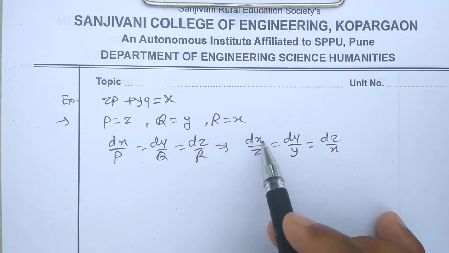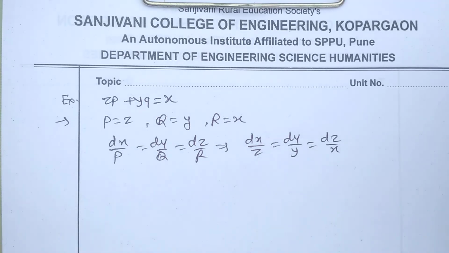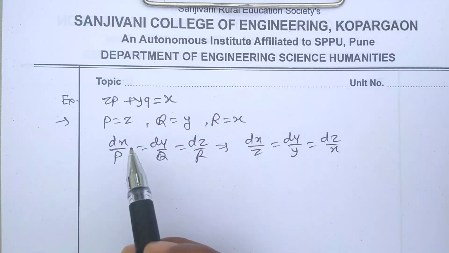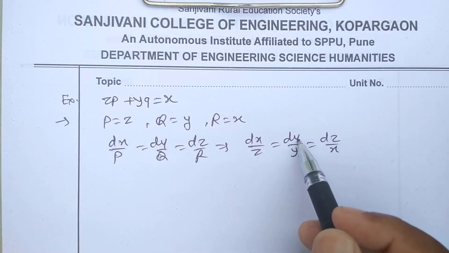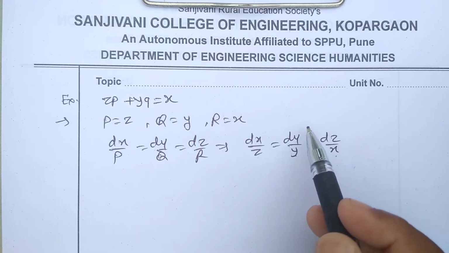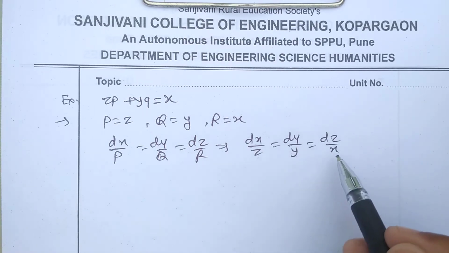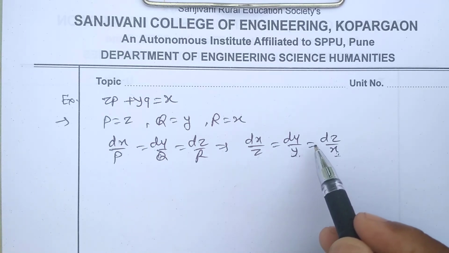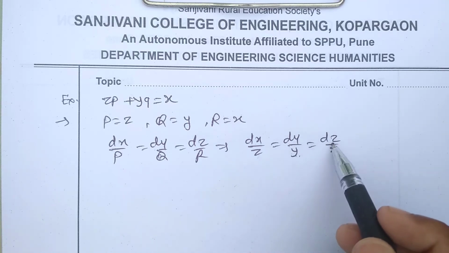So we can't consider this first and second. Now what about second and third? If you consider second and third, dy upon y equals dz upon x. So here dx is absent in the numerator, but x is present in the denominator, and we are unable to cancel out this x with this y. So we are unable to consider this group also, second and third.